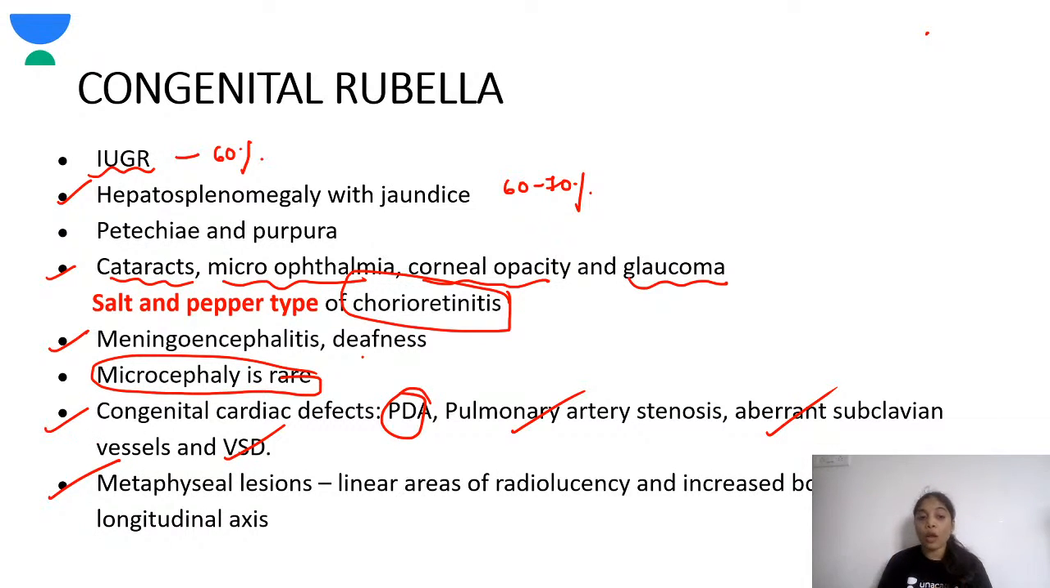In the long bones there could be linear areas of translucency. There'll be lines in the long bones, and there'll be increased density. The translucency will be black.